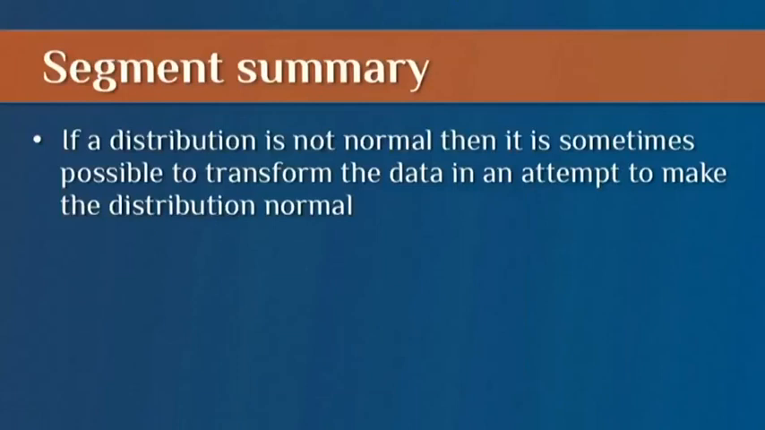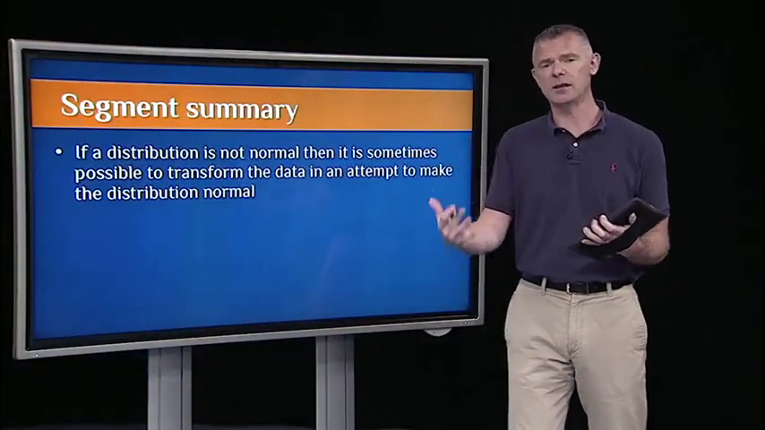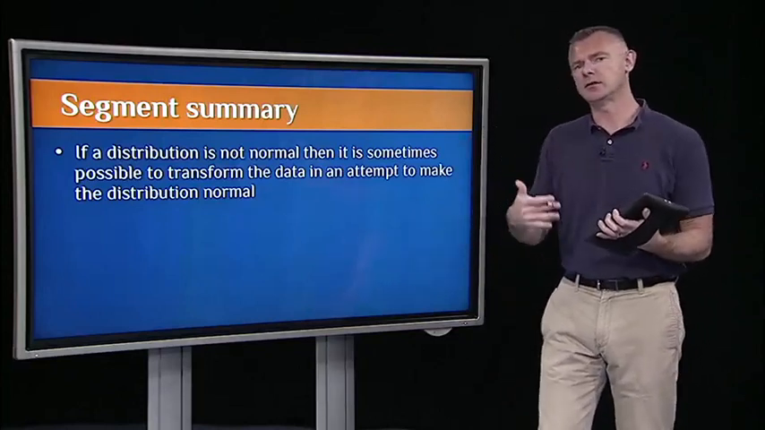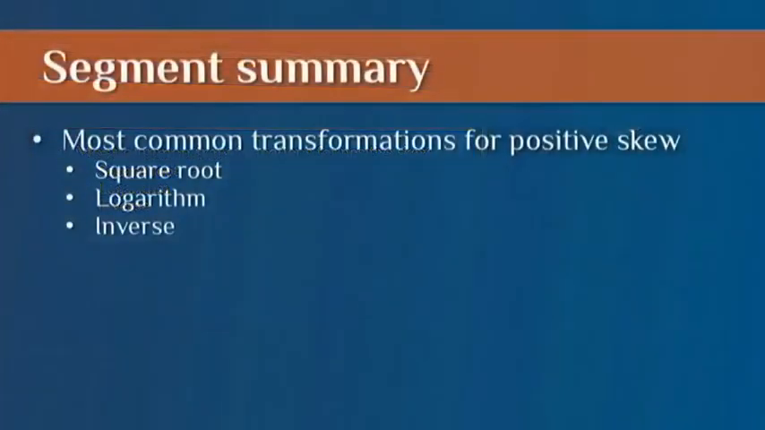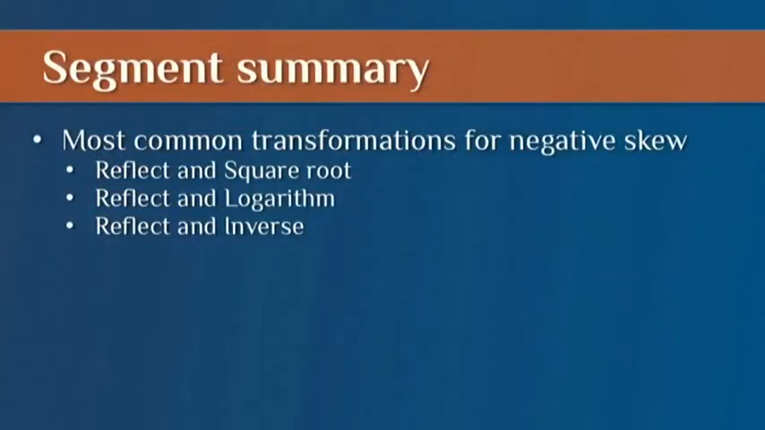So to summarize this segment, oftentimes you'll look at a distribution and you'll say, well, that distribution doesn't look quite normal, and you might look at the summary statistics and see that you have a skew value greater than 3 or a kurtosis value greater than 10, and you might want to apply a data transformation to see if you can make it look more normal, which will allow you to apply the statistical procedures that we've covered in this course. Again, the most common transformations are the ones I showed you: square root, log, and inverse. And for negative skew, you just reflect and then apply those same transformations.